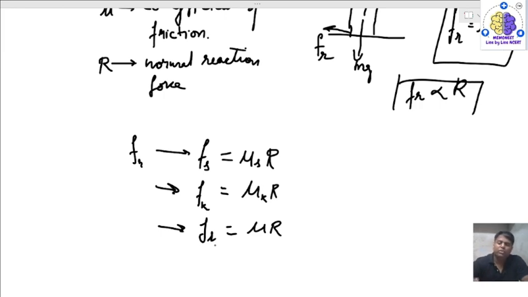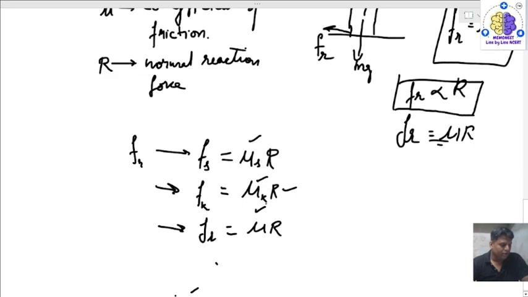So the frictional force is given by the formula mu R. Why? Because friction is directly proportional to the normal reaction force. So removing the proportionality, we write frictional force equals mu into R, and this mu is the coefficient of friction. For static frictional force, the coefficient is mu s. For kinetic frictional force, the coefficient is mu k, and for limiting frictional force, you simply write it as mu, right?